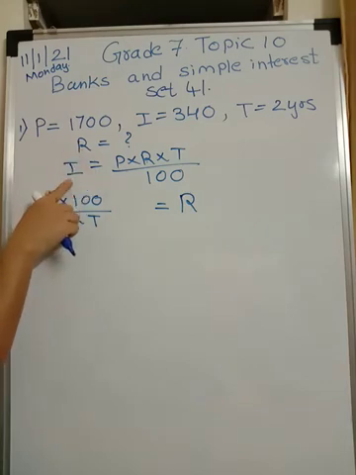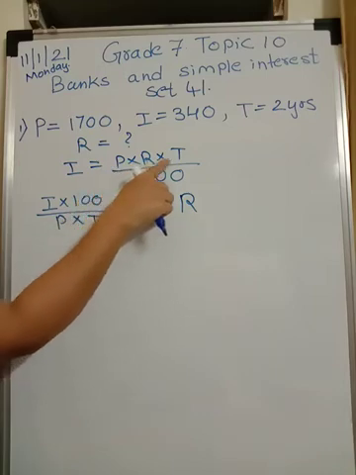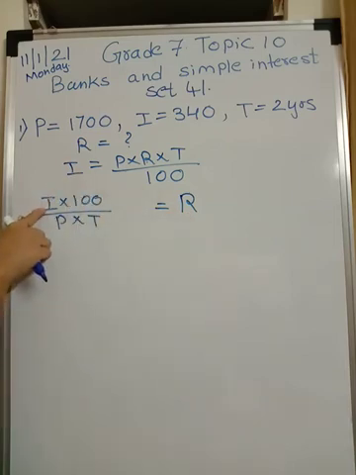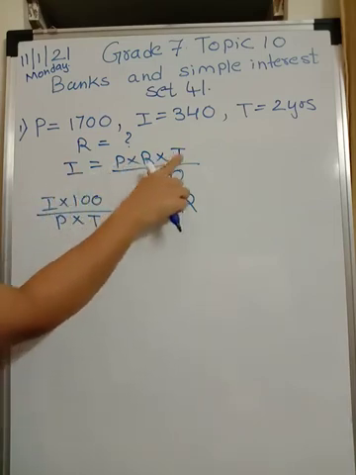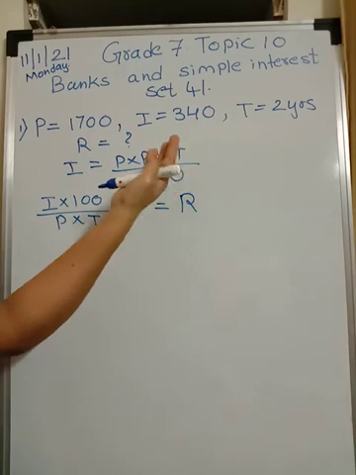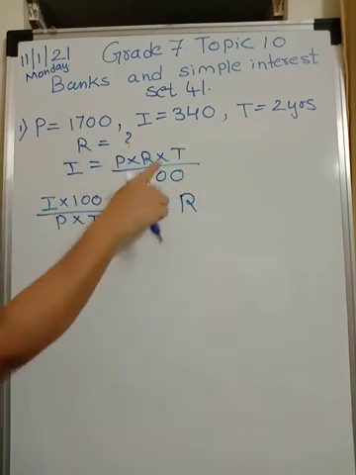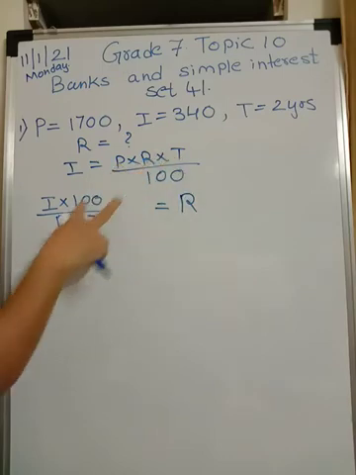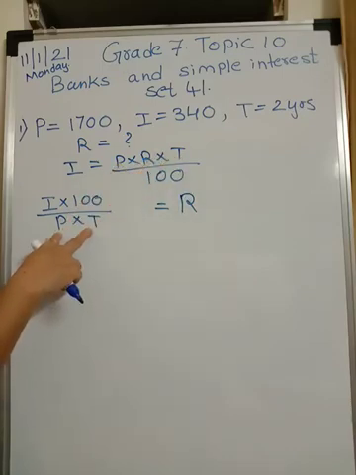So first write formula. Interest, that is simple interest, is equal to P into R into T upon 100. We want to find R, so I have kept R over here, I as it is over here. Now you are shifting P, T and 100 from your right hand side to left hand side. This is in denominator, it will go in numerator. These two are in numerator, they both will come in denominator. Okay, that is equal to R.